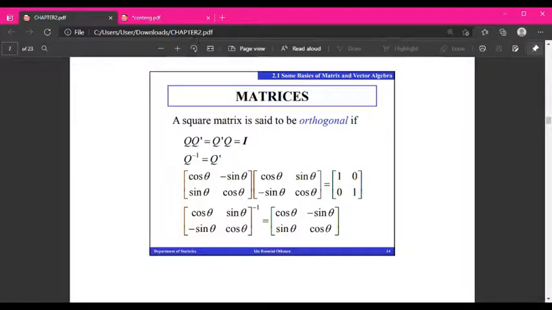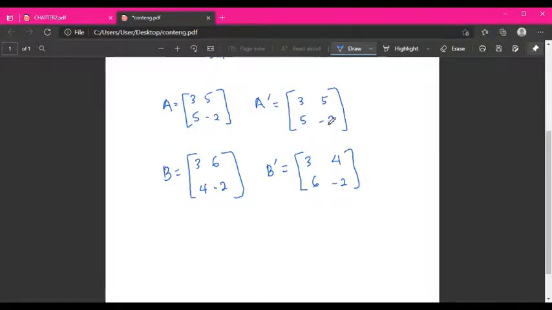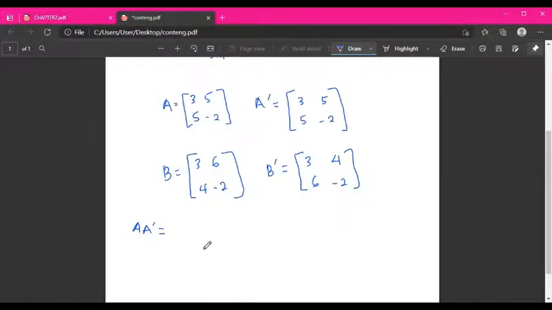Okay, let's take the earlier example. We check whether it is orthogonal or not. The earlier matrix A. Okay, let's say matrix A. This is A transpose. Okay, we need to multiply these two matrices. Try to multiply matrix A with A transpose. Do we get the identity matrix or not? Okay, we want to prove this. So, 3, 5, 5, negative 2, multiply 3, 5, 5, negative 2. So, multiply these two matrices. You can use the calculator or do it manually. Okay, so I will use the calculator.